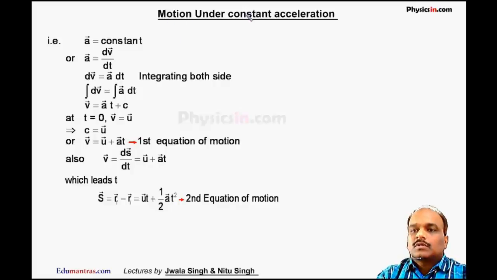Now, motion under constant acceleration. Here we will discuss the motion of a particle when acceleration is constant. There are two types of motion, one where the acceleration is constant and the other when acceleration is variable, which we will discuss later.